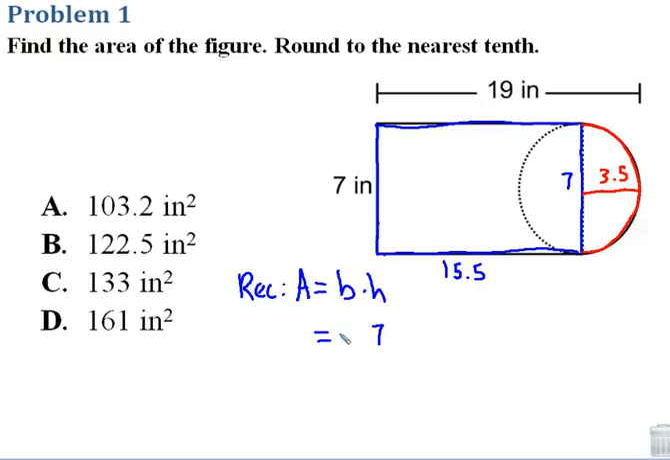Like we said, a little problem solving. Our area is going to be equal to the 15.5 times the 7. And I'm ending up with 108.5 inches squared for the area of the rectangle. So we're halfway done. We've got one of the shapes taken care of. The next thing we're going to look at is the circle.